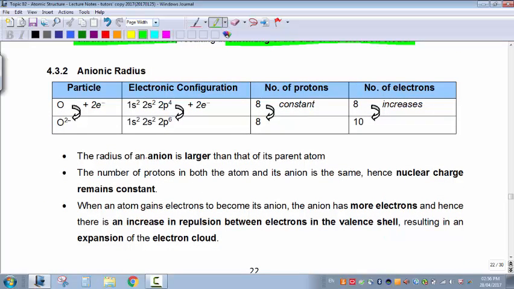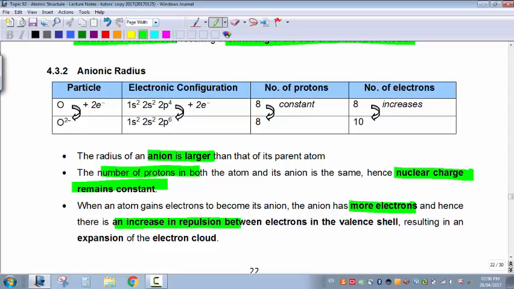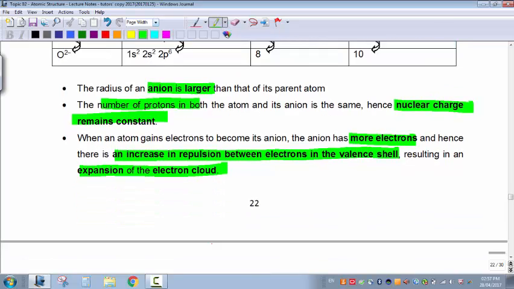For the anion, the radius of the anion is larger than that of the parent atom because the proton number, hence nuclear charge, remains constant, because there's no change in protons. But the electrons are now more. The anion has more electrons. So there's an increase in repulsion between electrons in the valence shell, resulting in the expansion of the electron cloud. Hence, the radius will be bigger.